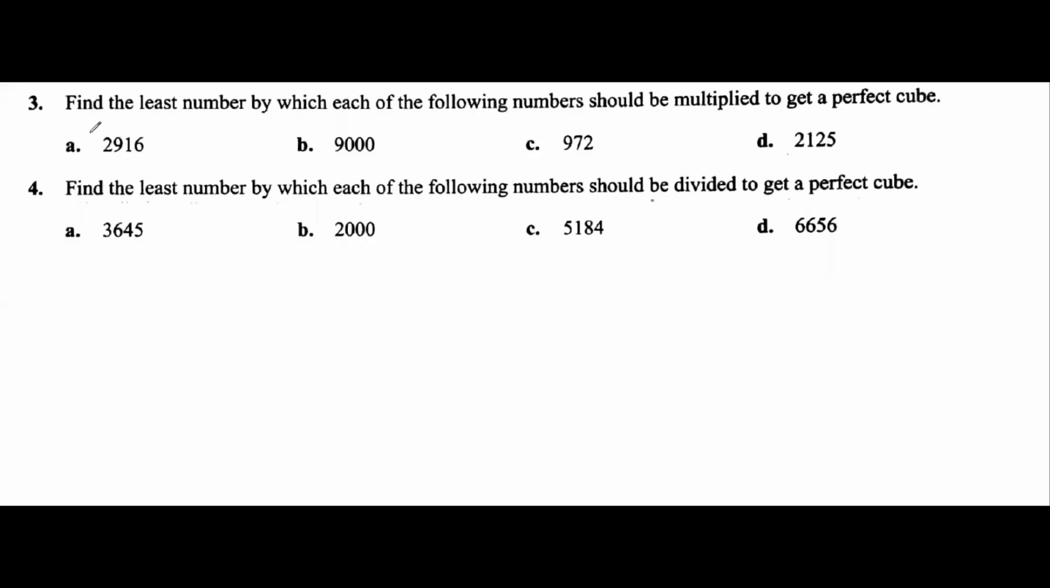Okay, so here what it is saying, it is saying find the least number by which each of the following numbers should be multiplied to get a perfect cube.